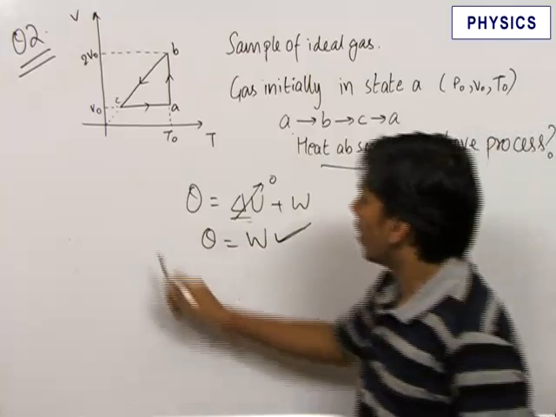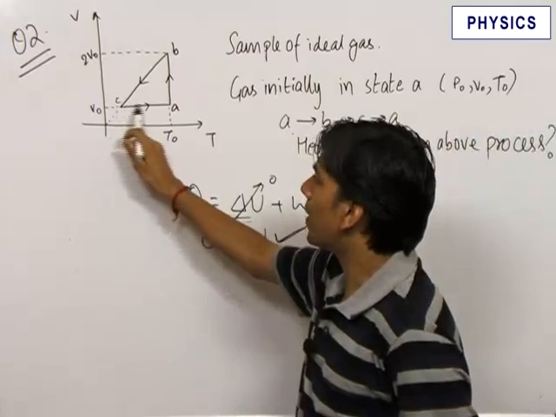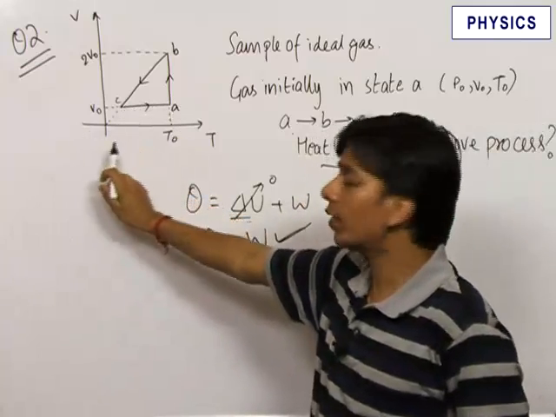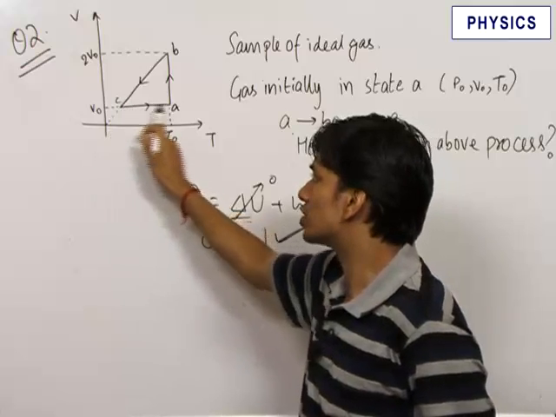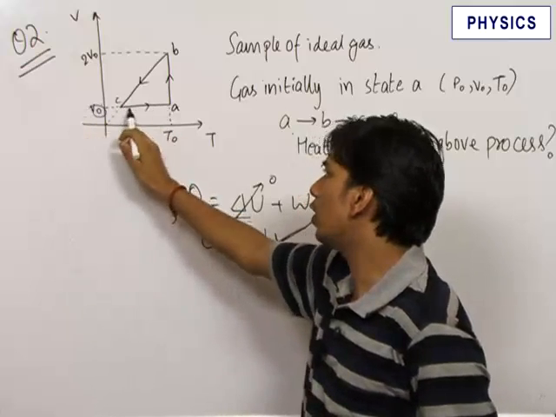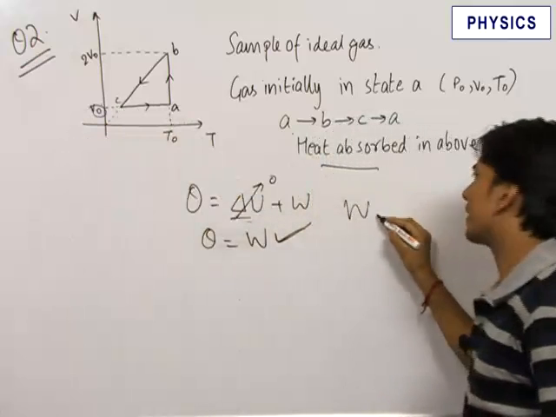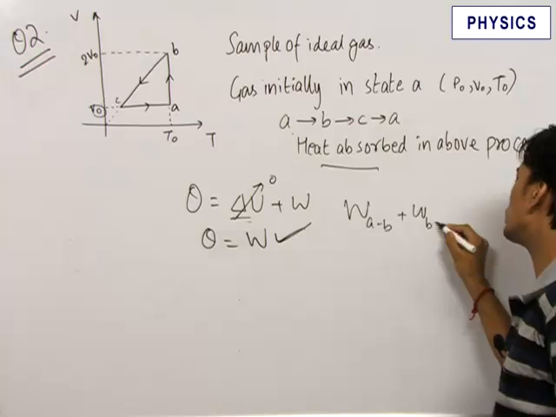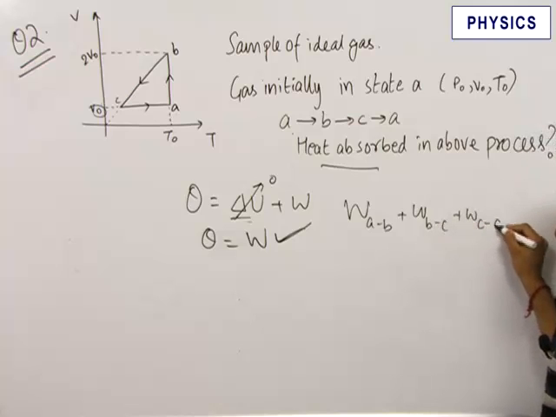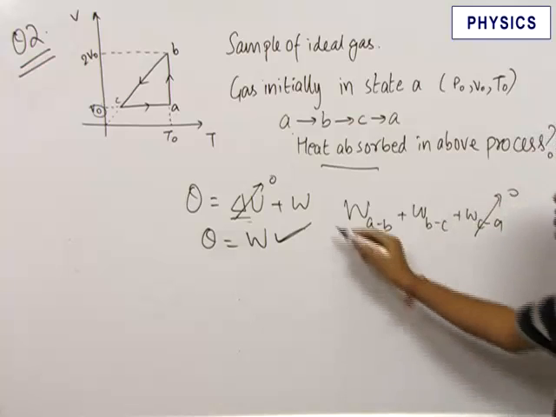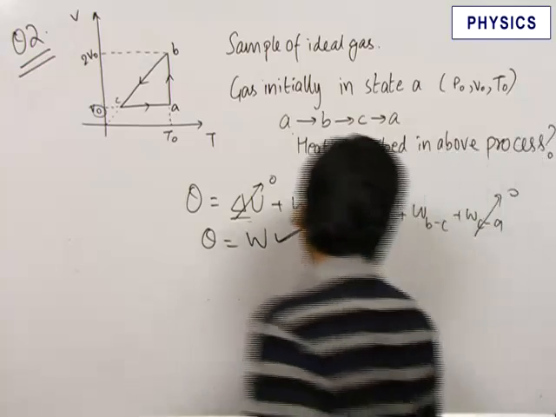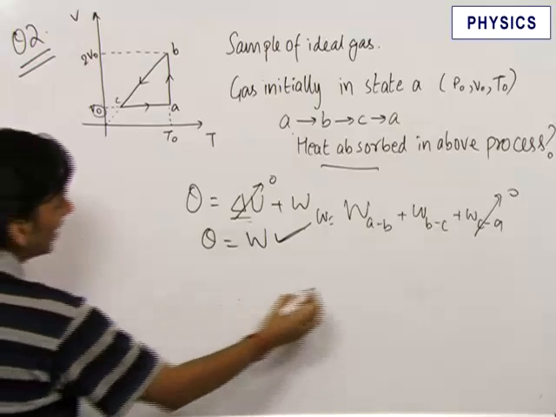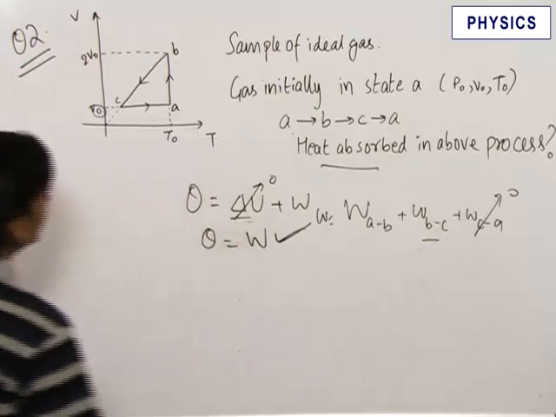So we have one way to solve for the heat absorbed, that is equal to work done by the gas. Now we can easily see that for the path CA, work done by the gas is 0 because there is no change in volume of the gas. The volume of the gas is constant at V0 in this process, therefore work done by the gas in the whole process is equal to work done AB plus work done from B to C plus work done from C to A. So we now need to find out work done by gas from A to B and then work done by gas from B to C.